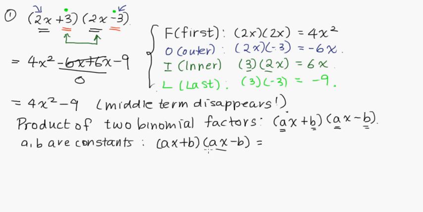Then ax plus b times ax minus b is equal to the product of the first terms, which is the same, so it's ax squared, and then the product of the last terms, that's b times negative b, which is negative b squared. As you can see here, a was 2, so a squared was 4, times x squared, and b was 3, so 3 times negative 3 is negative 9. Okay, so let's do another example.